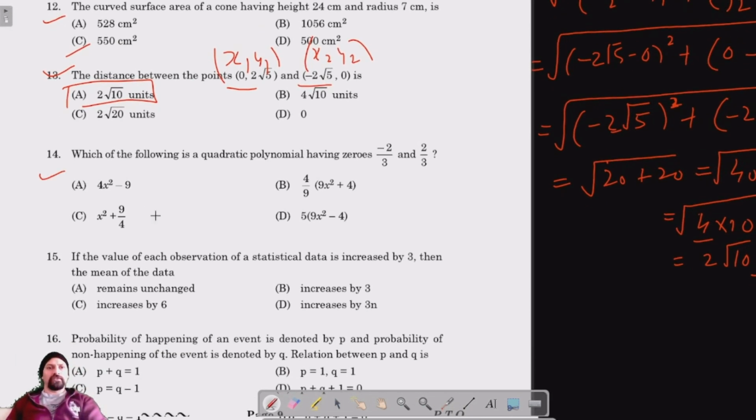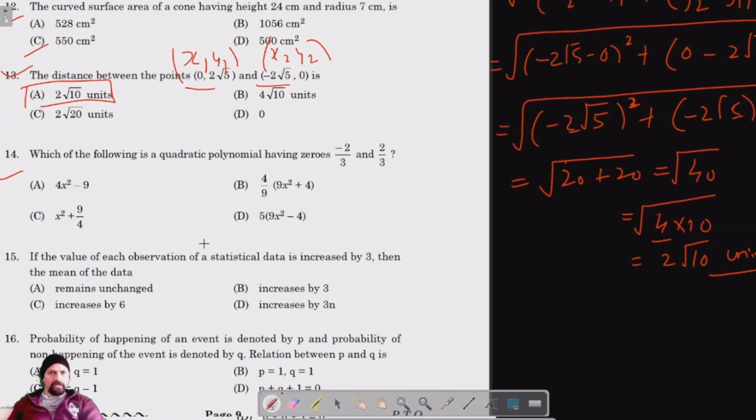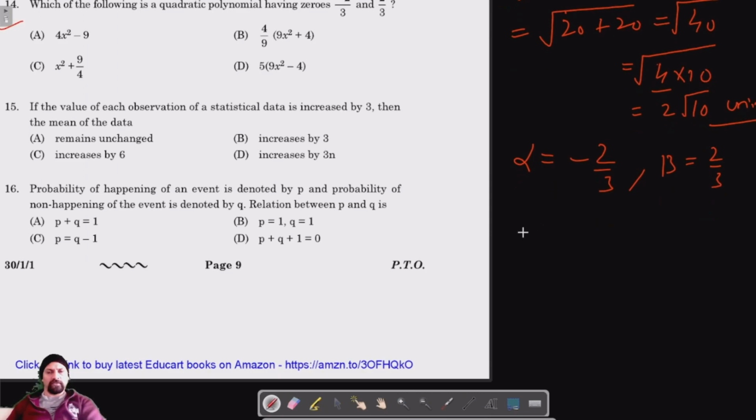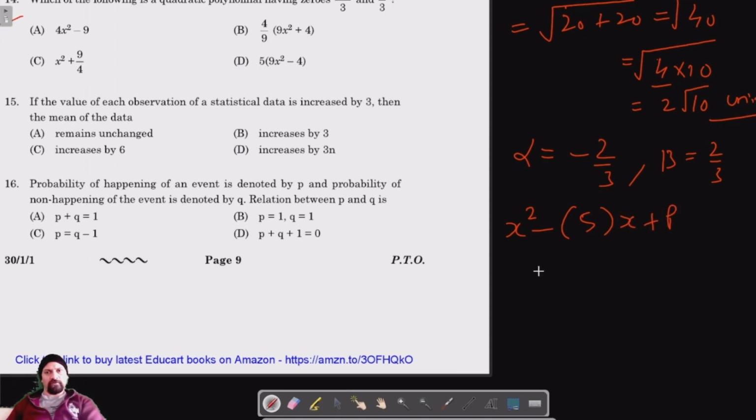Okay, for the 14th, we have to find the quadratic polynomial which has the zeros. So our zeros are, let's say, alpha is equal to minus 2 by 3 and beta is equal to 2 by 3. The quadratic polynomial is given by x square minus sum of zeros into x plus product.